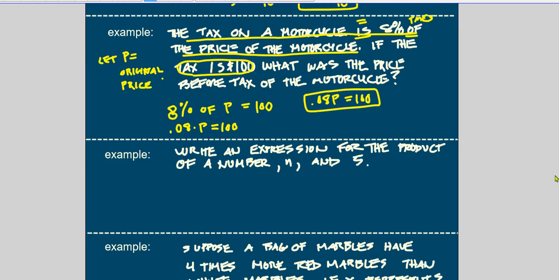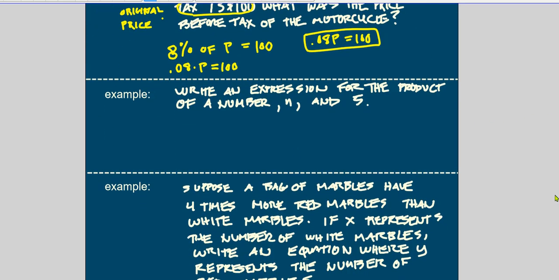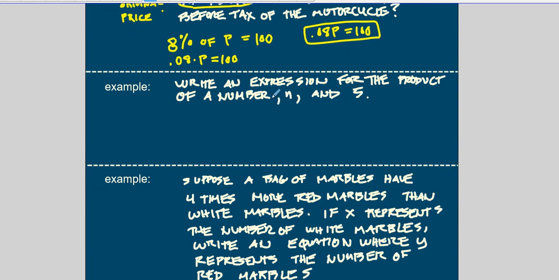That's not what we're doing here. We're just setting up the expressions and equations. So next, write an expression for the product of a number n and 5. You could write n times 5, but preferably we usually like to write 5n. Okay, 5n means 5 times n.